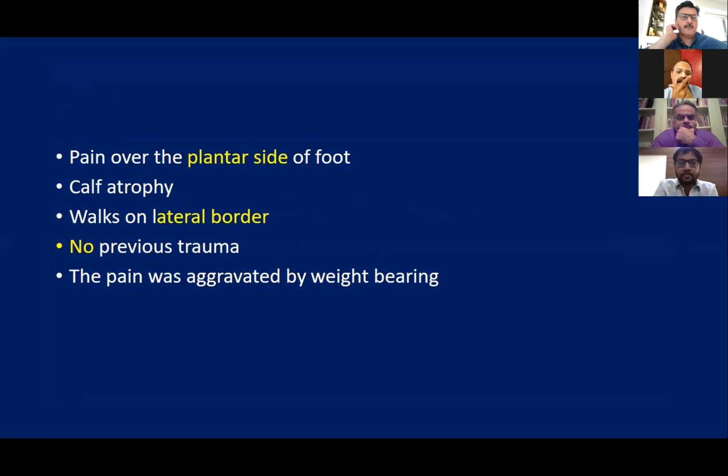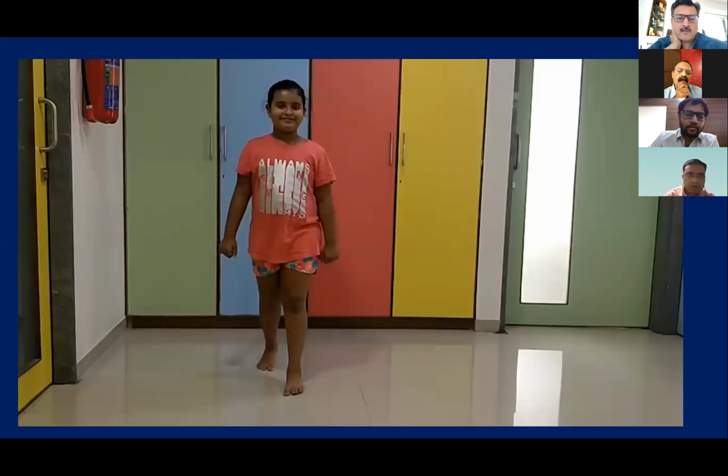So on examination, the pain was located over the plantar side of the foot. There was mild calf atrophy, and the child walked on the lateral border, skipping the medial side of the foot for weight bearing. There was no previous history of trauma, and the pain was aggravated by activities and weight bearing. So this was the presentation in the child.